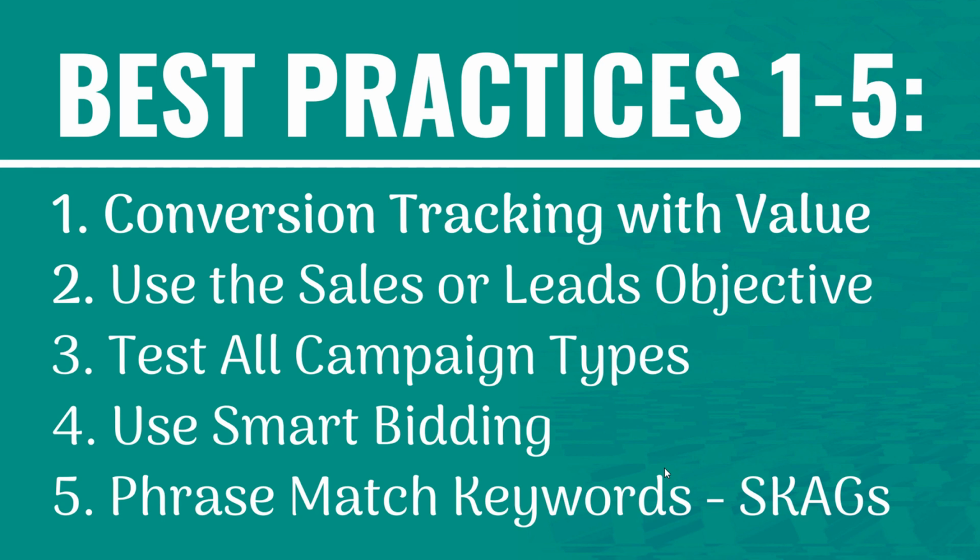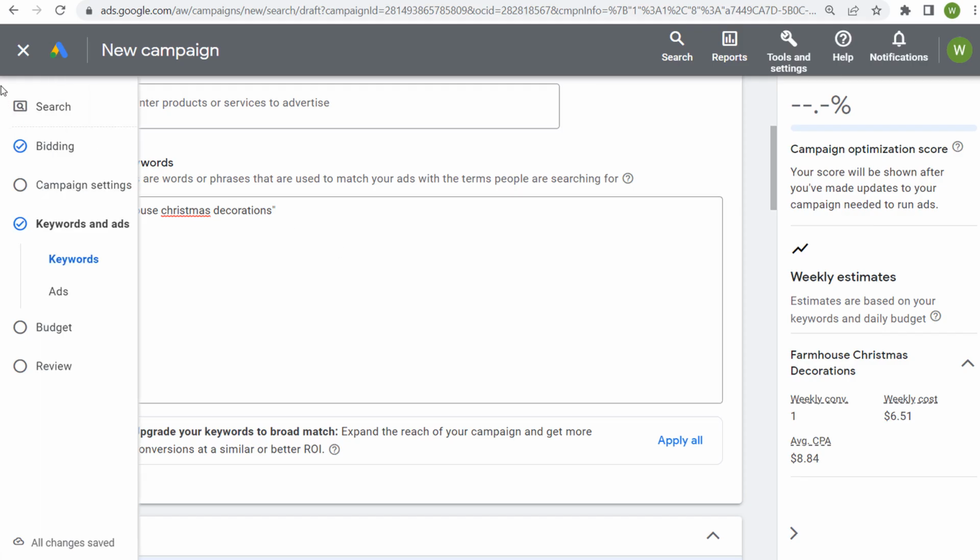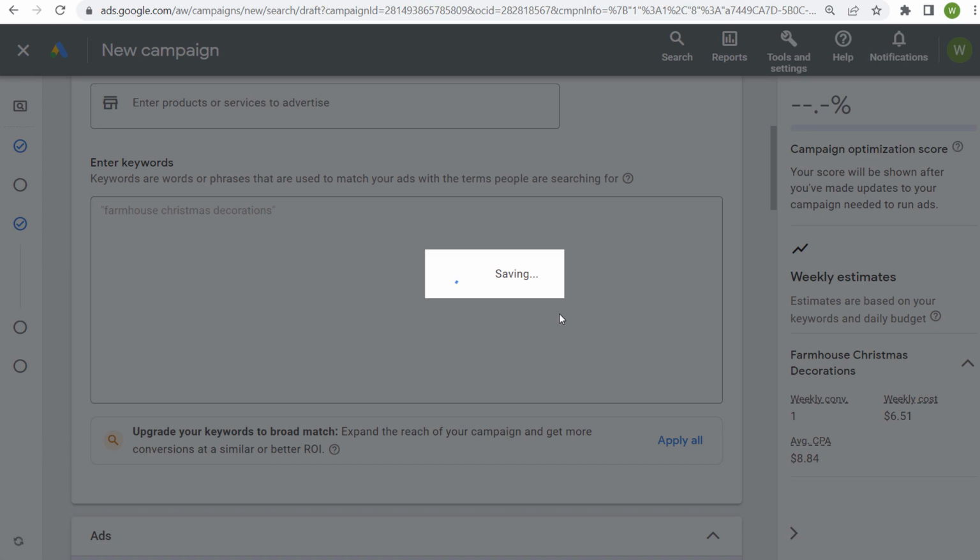So that's going to bring us to best practices 6 through 10. So when you're creating your ads, you want to make sure you have at least 2 ads for each individual ad group. So let's come back over here to my existing campaign that I'm already running.